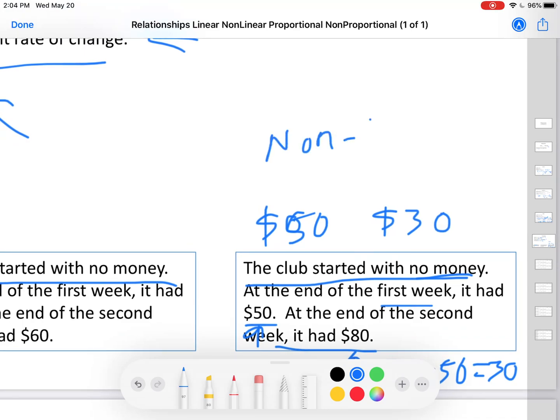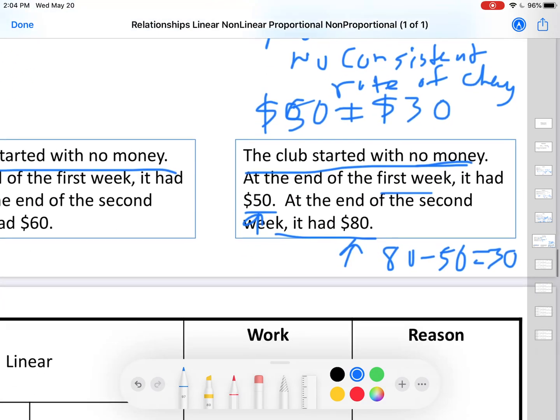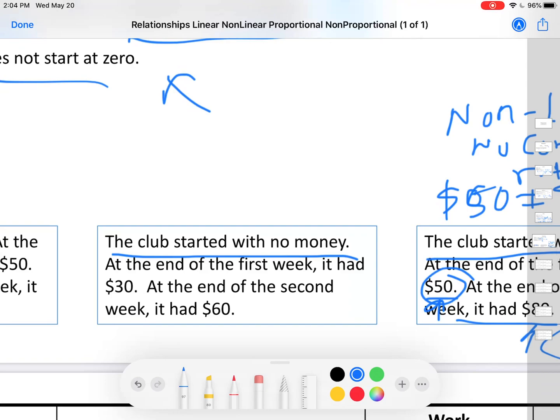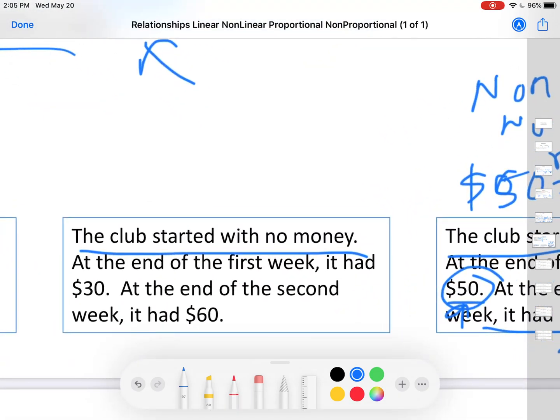Therefore, this is non-linear. No consistent rate of change. 50 is not equal to 30. Here's where we get 50. Here's where we get 30. That shows the work. All right, so this is non-proportional, or it might be proportional. If it's proportional, then it will have a constant rate of change starting at 0.